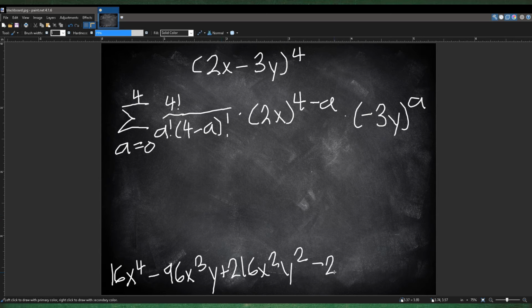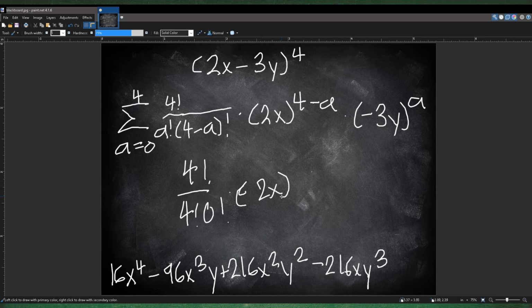So negative 216 x y cubed. And now we have the last term when a is equal to 4. So that'll be 4 factorial over 4 factorial, 0 factorial, times 2x to the power of 0 times negative 3y to the power of 4.